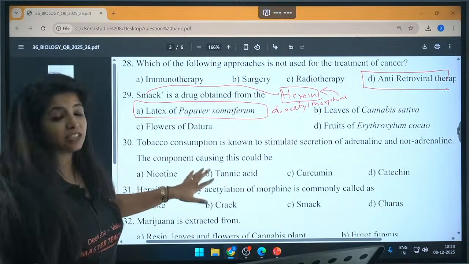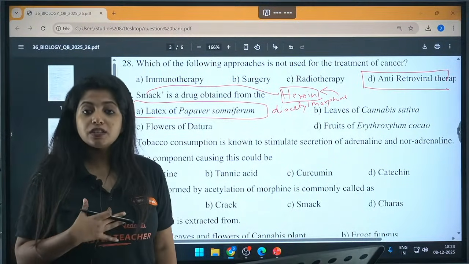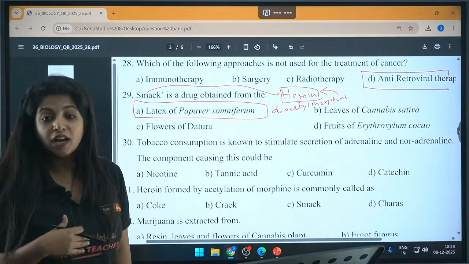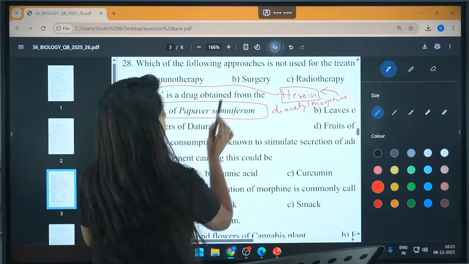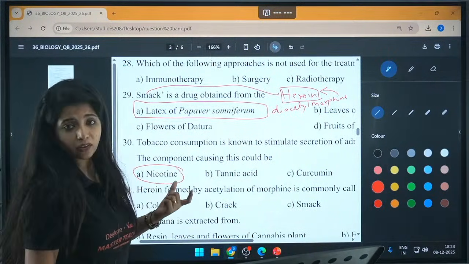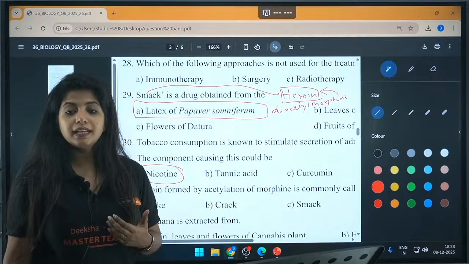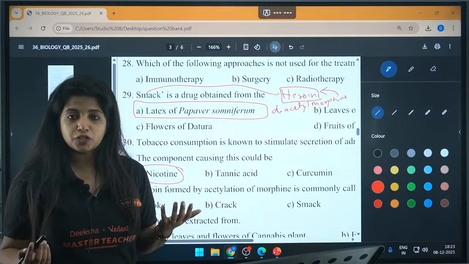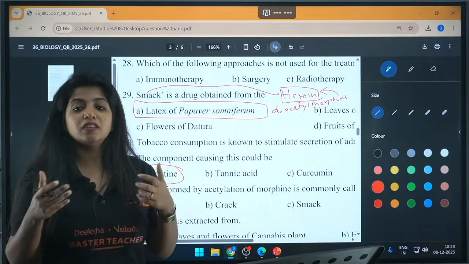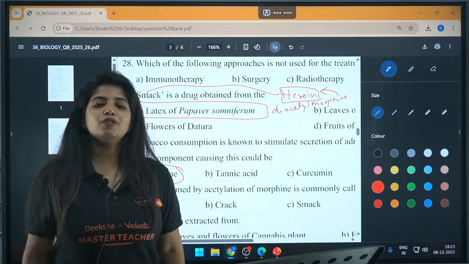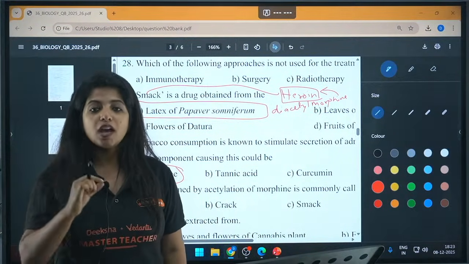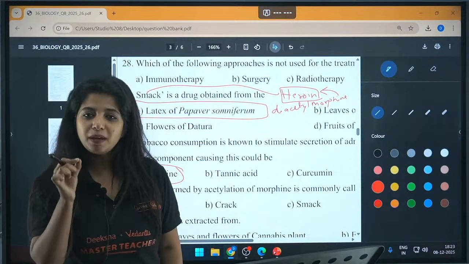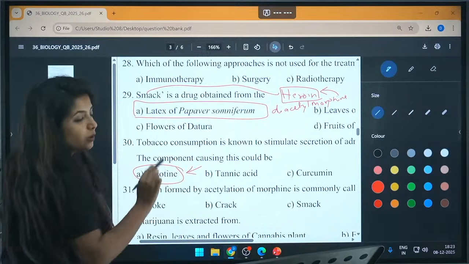Okay, so tobacco consumption increases the secretion of adrenaline and noradrenaline. What component in the tobacco causes it? It is nicotine. Nicotine is a drug which leads to high blood pressure. Adrenaline and noradrenaline make our heart beat so fast, which is why we have high blood pressure. So if you get a question asking which drug is responsible for high BP, it is none other than nicotine, which is found in tobacco.